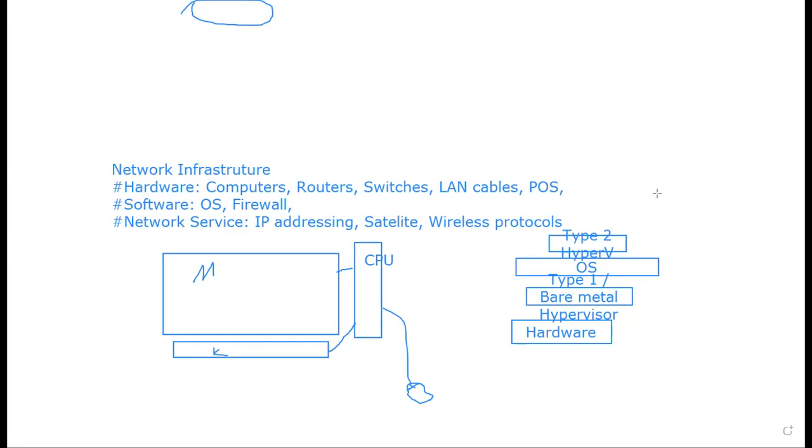Do you get now? Look at this diagram. This is your type 1 hypervisor here. It is running on your hardware. This is your computer, this is your laptop, this is your tablet, this is whatever device you have. So what is enabling you to be able to control this hardware?